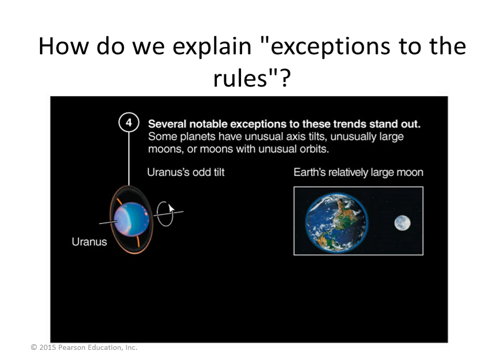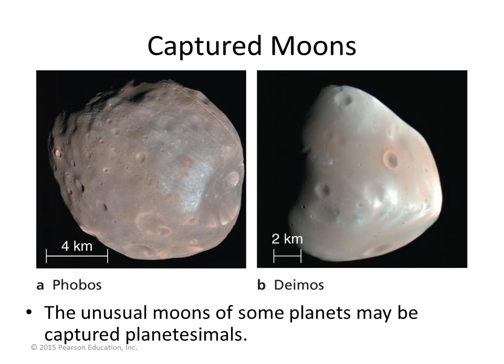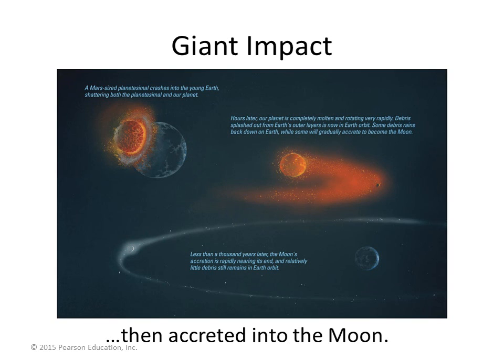So how do we explain exceptions to the rules? The fact that Uranus is tipped on its side, the fact that our moon is much, much larger in proportion to our planet than any other combination. Well, the unusual moons of some planets may be captured planetesimals. Again, they may be bits and pieces of material that was floating around out there that happened to get captured by the planet. In this case, this is Mars' moons, Phobos and Deimos.